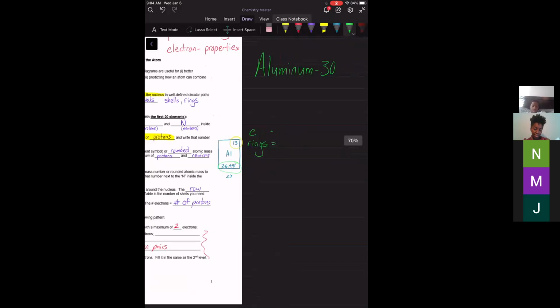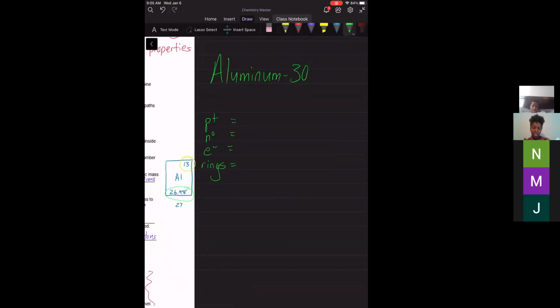Let me zoom in so you guys can see that better. All right, so aluminum 30. Can somebody tell me how many protons aluminum 30 would have? You do need your Chem Cruncher, okay, if you don't have it. You'll need your Chem Cruncher for the rest of this year. You mean the periodic table? Yes, yes. Okay. Can somebody tell me how many protons aluminum has?